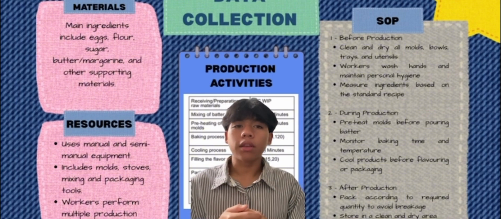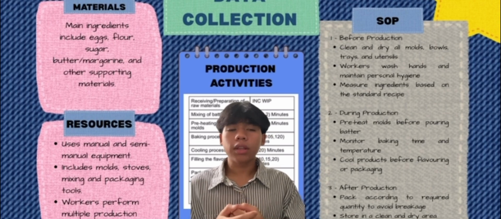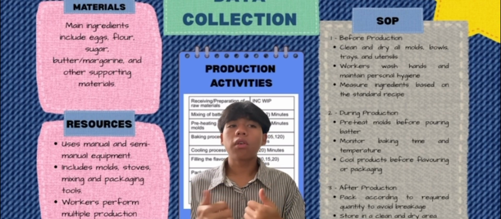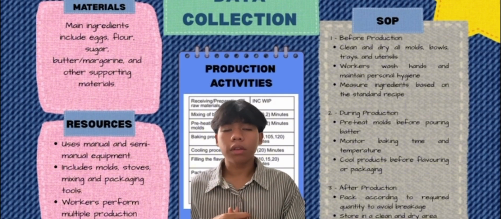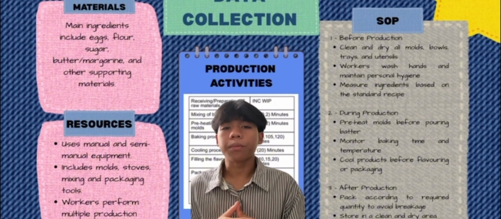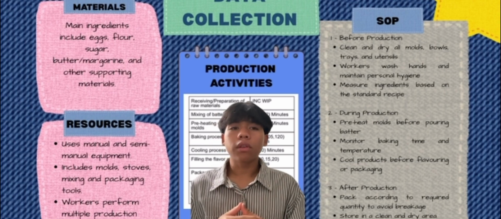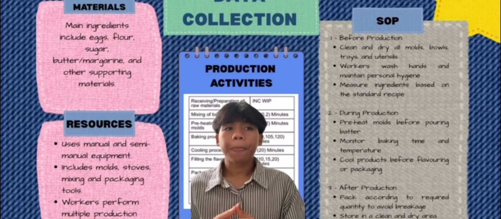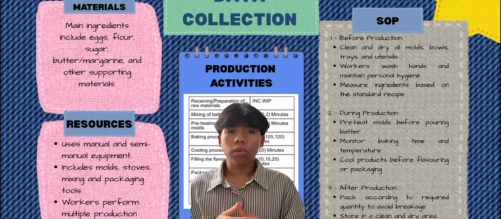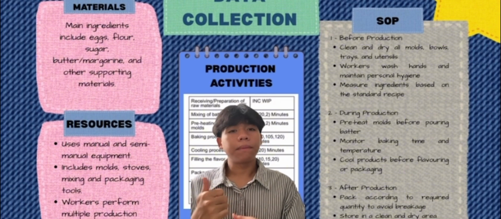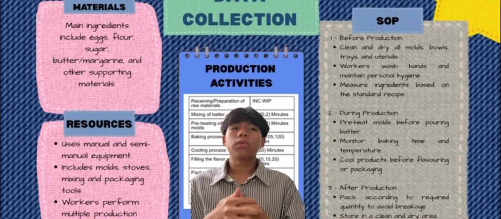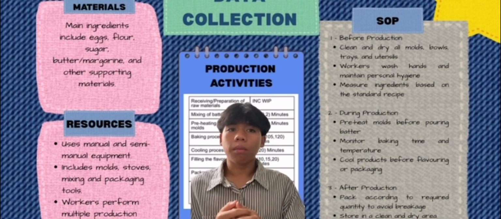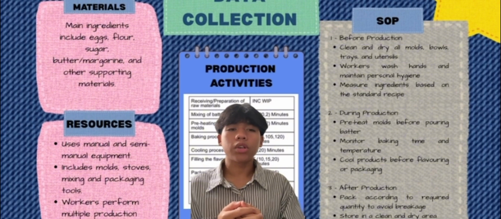For raw materials, the main ingredients include eggs, flour, sugar, butter or margarine, and other supporting materials needed during the production. For resources, the operation uses manual and semi-manual equipment. This includes molds, stoves, mixing tools, and packaging equipment. Workers are responsible for multiple tasks along the production.